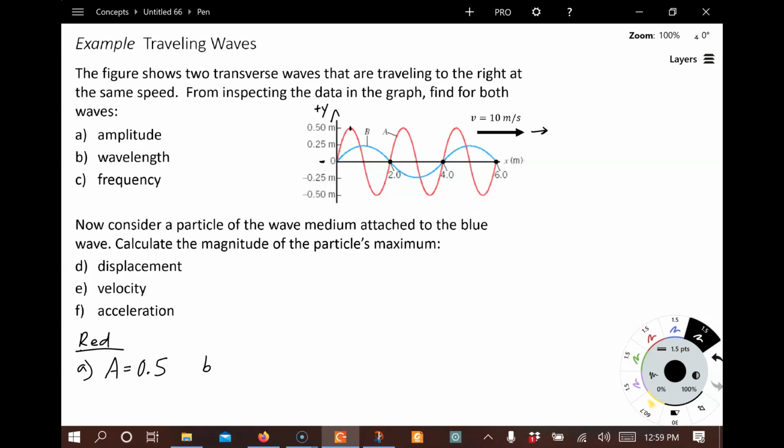Now for part B, for the red wave, what's the wavelength? That is the distance of one complete oscillation through space. One way to look at that is to go from peak to peak. So there's one peak, there's another peak, and the distance between them is the wavelength. And we can see that in this case, this is 2 meters for the red wave. Let's put R here for red.